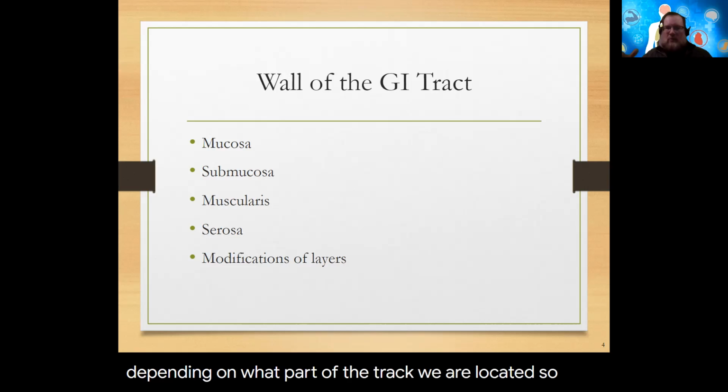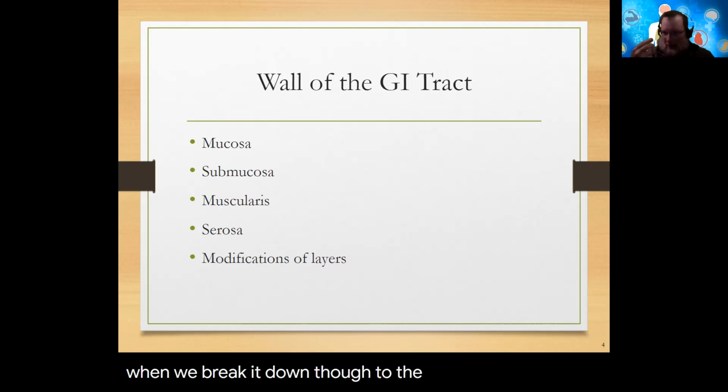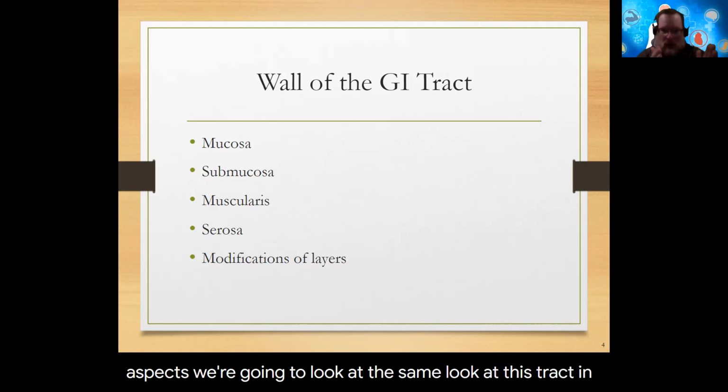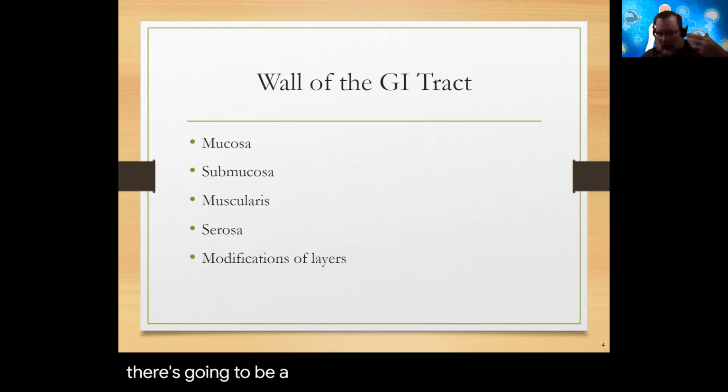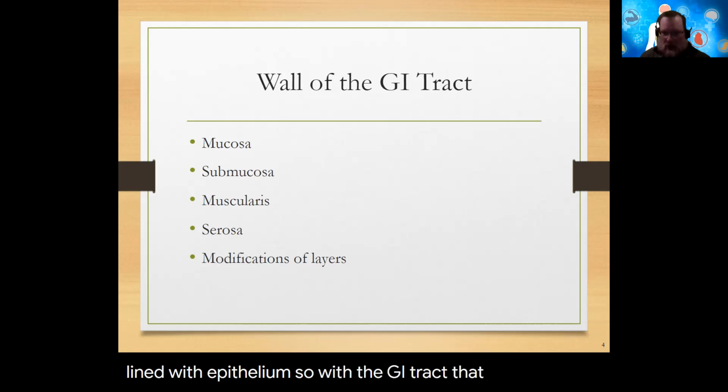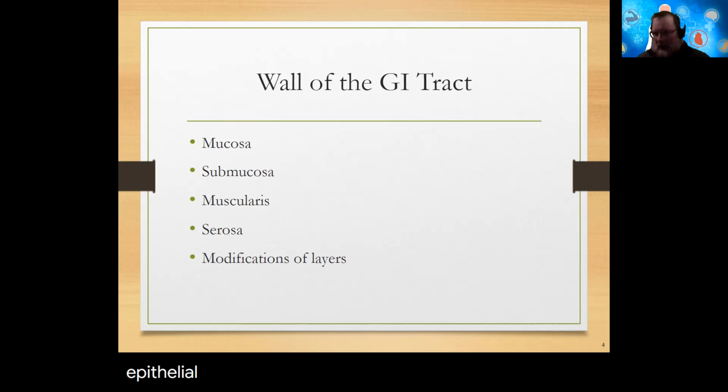So when we break it down to the structural micro aspects, we're going to look at this tract the same way we looked at the respiratory tract, and the same way we looked at blood vessels. We have a tube, so there's going to be a lumen. The lumen is where the food is going to travel through, right? Well, that lumen is going to be lined with epithelium. So with the GI tract, that epithelial lining is called mucosa. That's the mucosal layer, the epithelial lining.